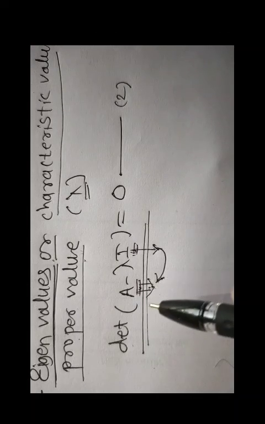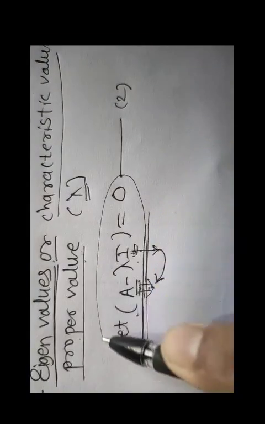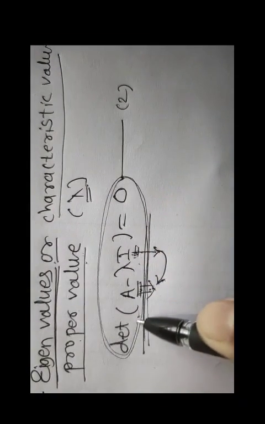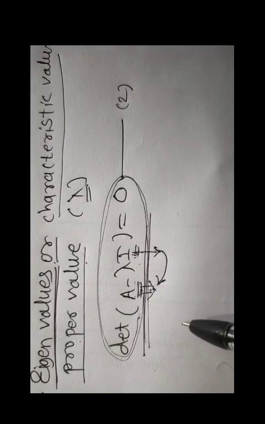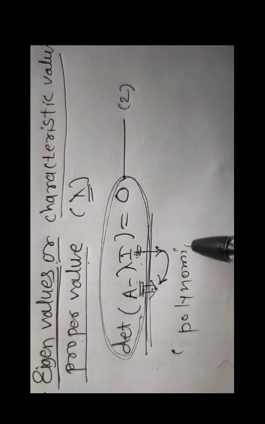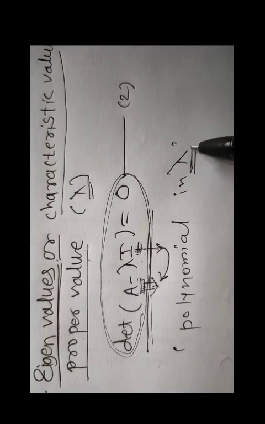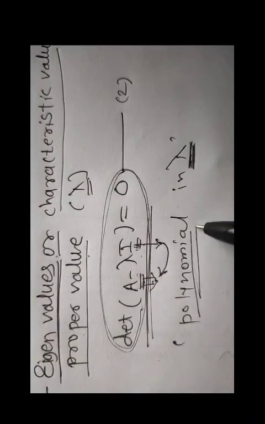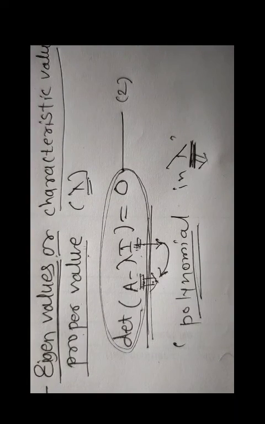So the determinant of A minus lambda I, after putting all values here, gives us a polynomial in lambda. After solving that polynomial we get the values of lambda, and that is nothing but the corresponding eigenvalues for that matrix.